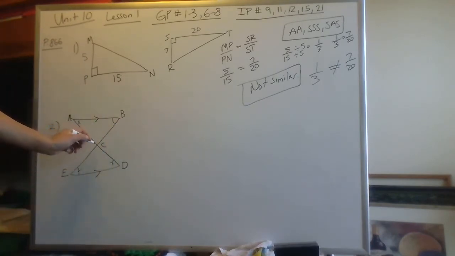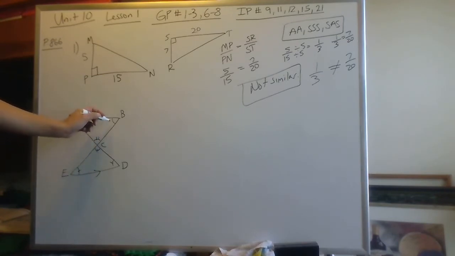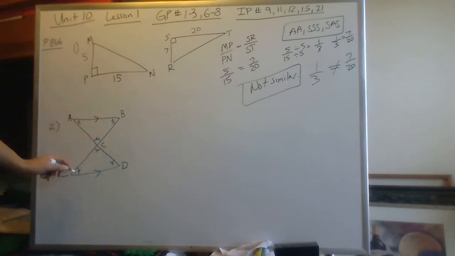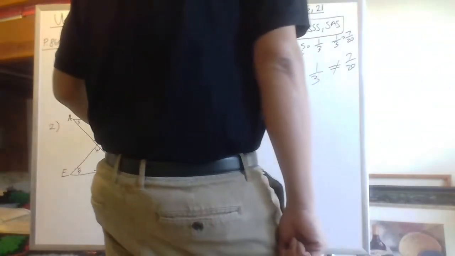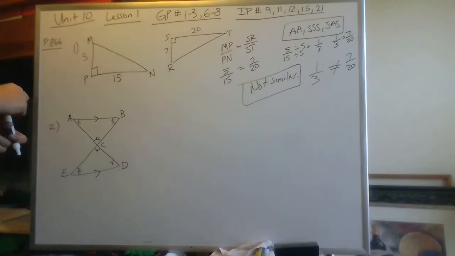And then also, if you look, these 2 angles are what's known as vertical angles, and so they're congruent. So we have a bunch of congruent angles. So this would be similar because of an angle and an angle. So in this case, we do have similar triangles.